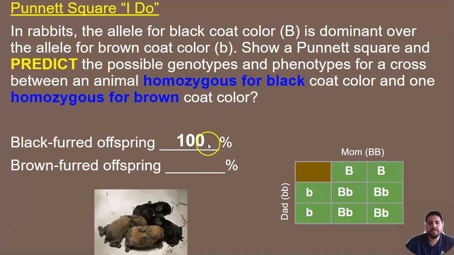So again, 100% of the babies are going to have black fur because they have the capital B. The only way they could have brown fur is if both had lowercase b, like dad. Dad was a brown furred rabbit.